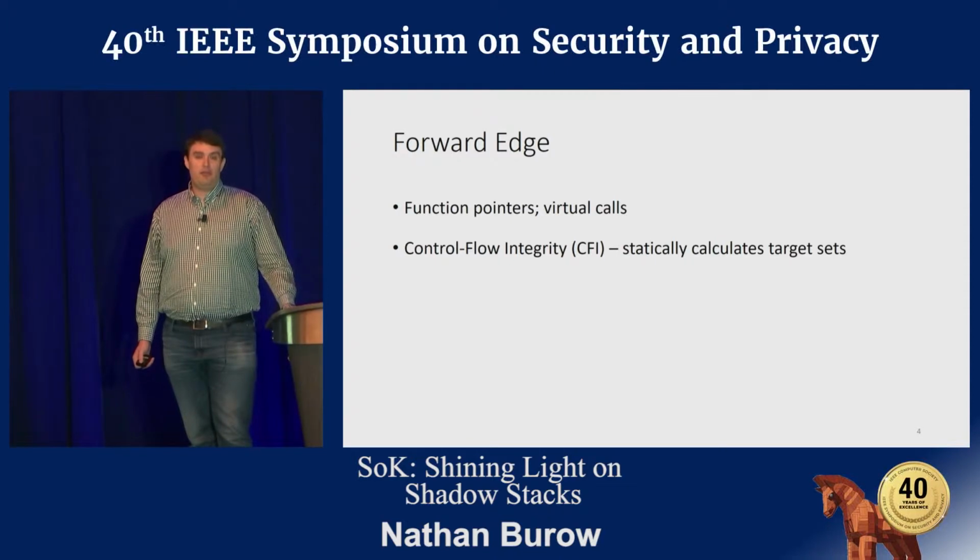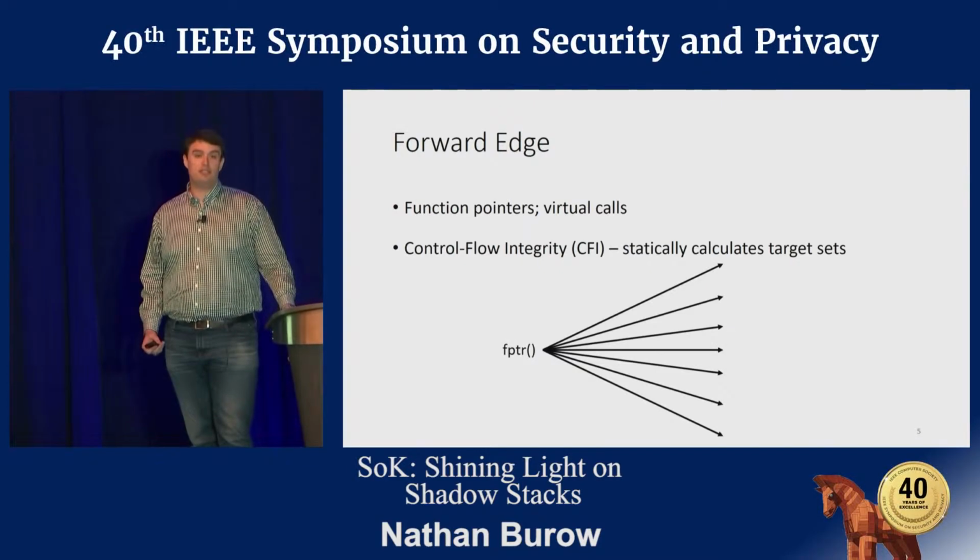So when thinking about code pointers, which are the subject of attack for these control flow hijackings, they come in two different varieties. First, there are forward edge pointers. These are function pointers or virtual calls in C++. There's a well-known defense for these called control flow integrity that works by statically calculating target sets to limit where these indirect calls can go in practice.